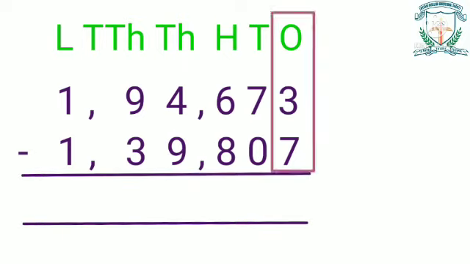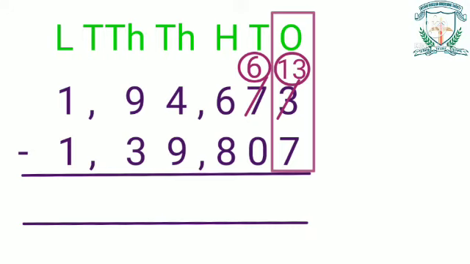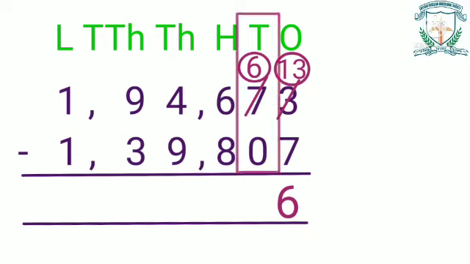Let us begin the subtraction from ones place digits. Here, 3 is less than 7. So, we need to borrow from tens place digit. Then, 7 will become 6 and 3 will become 13. 13 minus 7 is 6. Let us subtract the digits in tens column. 6 minus 0 is 6. Write 6 in tens column.